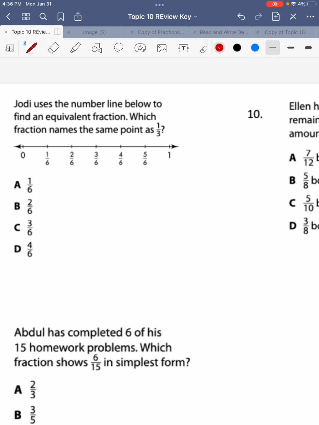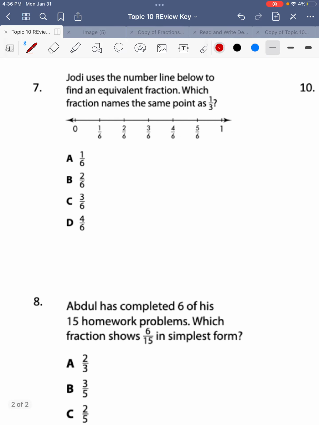Number 7 says, Jody uses the number line below to find an equivalent fraction. Which fraction names the same point as 1/3? Remember, equivalent just means equal. I'm looking for a fraction that equals 1/3.